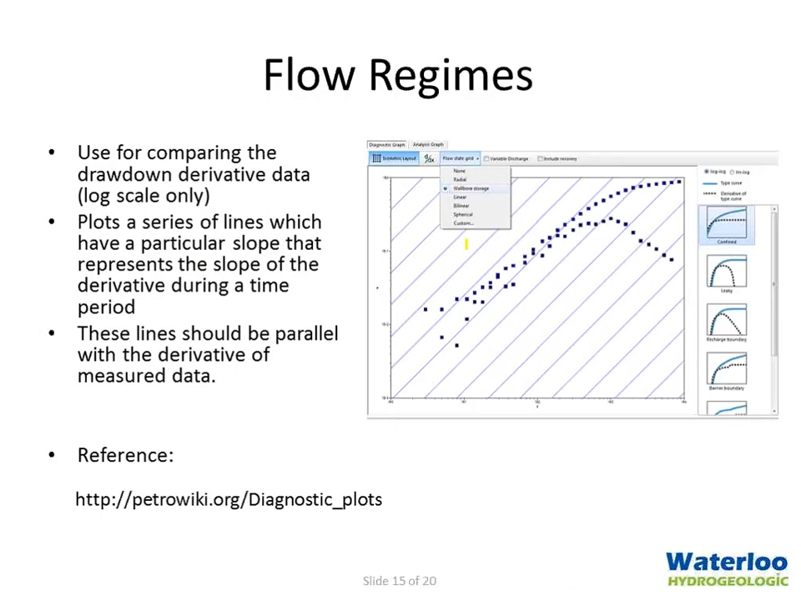So these are useful for comparing the drawdown derivative data only, and it should only be used when you're working in the logarithmic scale. As mentioned, it'll plot a series of lines which have particular slopes that represent slopes of the drawdown derivatives during that time period. And these lines should be parallel with the derivative of the measured data that you've indicated there. So you can see from this example that by comparing these lines for wellbore storage in the early phase of the test, that you can see that the test data exhibits those conditions.